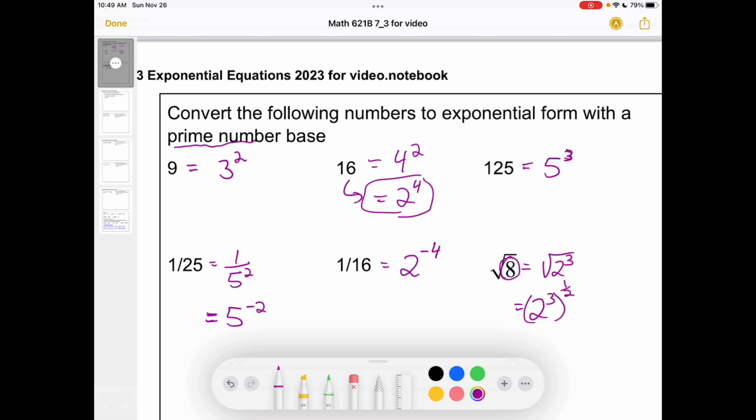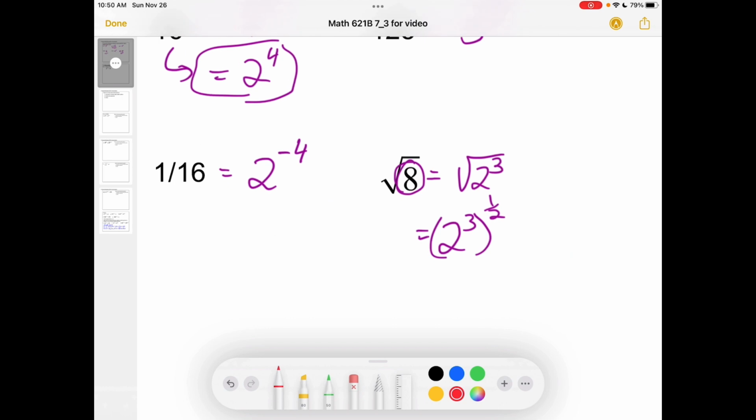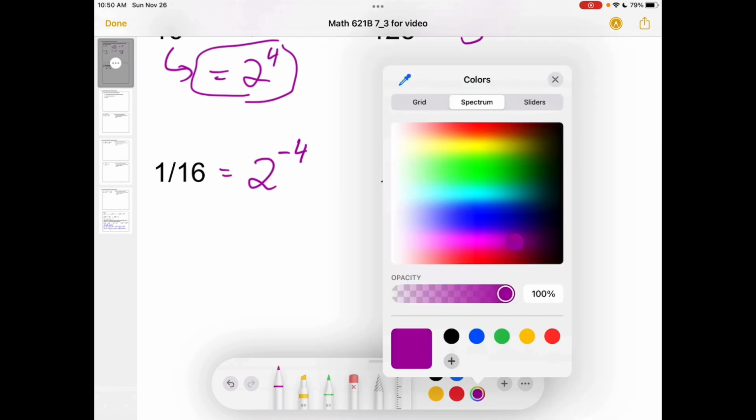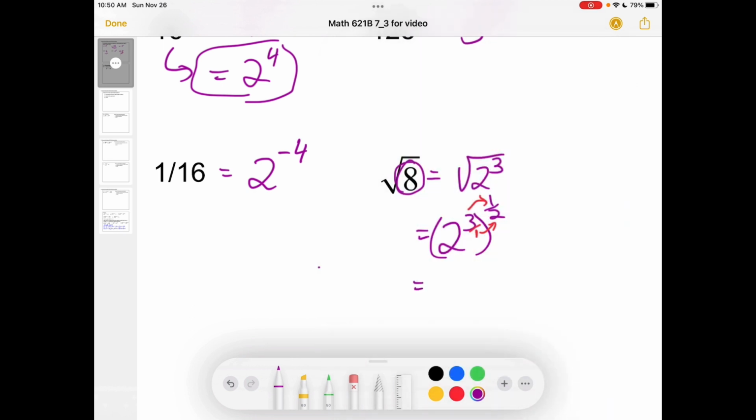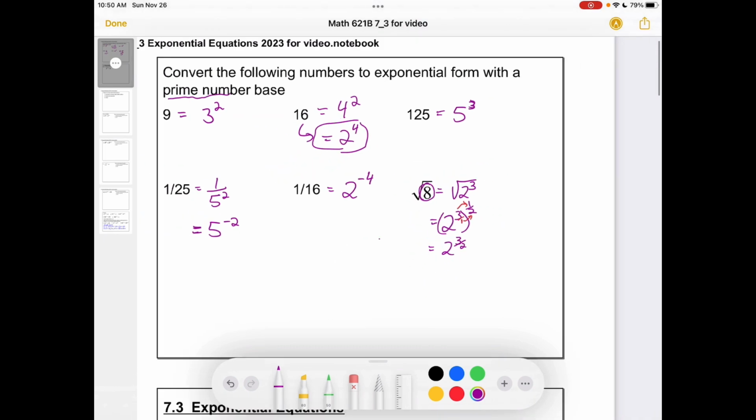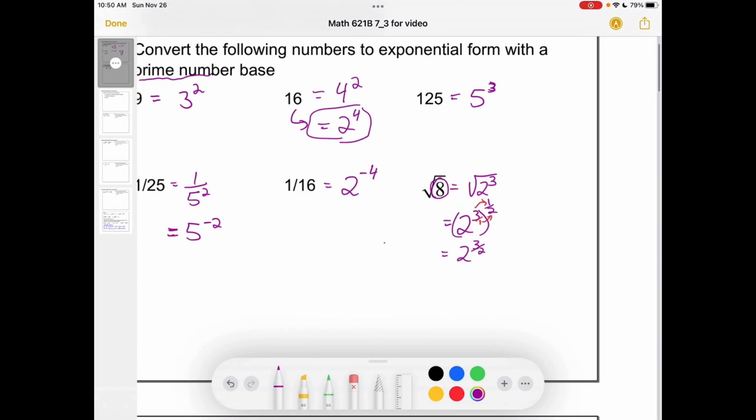When we have powers raised to powers, we multiply those powers. So I've got 2 to the 3 all to the half, so that's 3 over 1, really. Multiply these powers. This would give us 2 to the 3 over 2. You can check that in your calculator. It's going to give you the same decimal approximation as root 8. None of these things that we've done over here have been actually solving equations, but they're prerequisite skills.